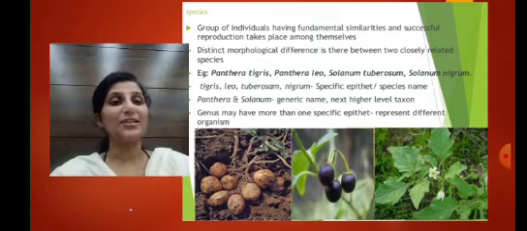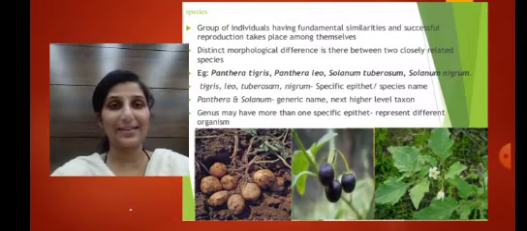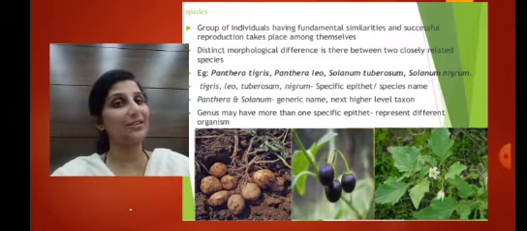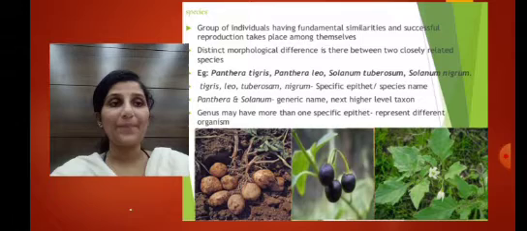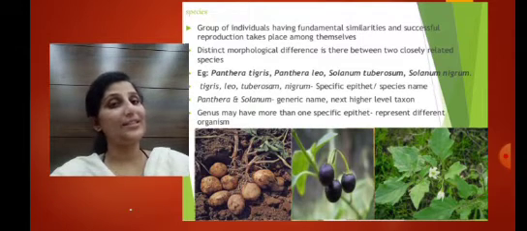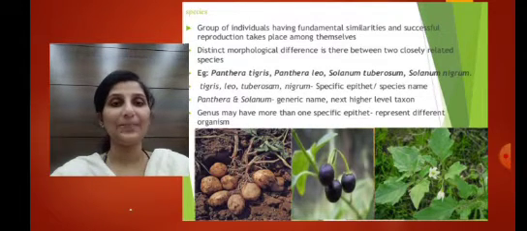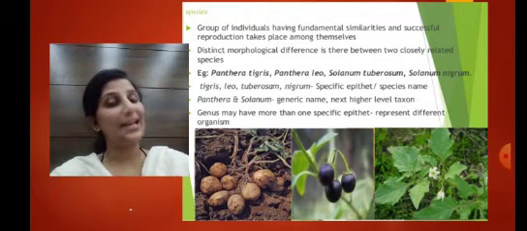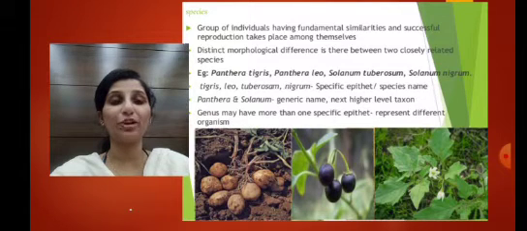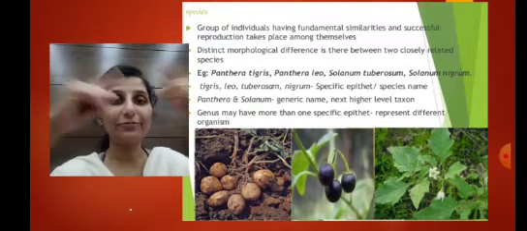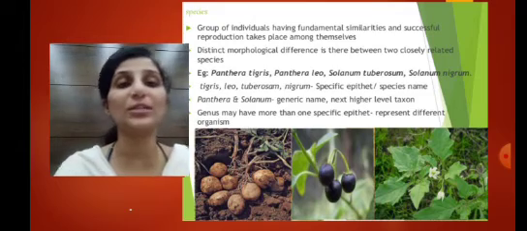Each species has distinct morphological differences or characteristics. Is it clear? Morphology means external appearance. So there are distinct morphological differences between two closely related species. For example, take the species leo. Leo means lion. It has its own characteristic feature. Just think about the morphology of a lion. It has a tuft of hairs, a crown of hairs around its face.